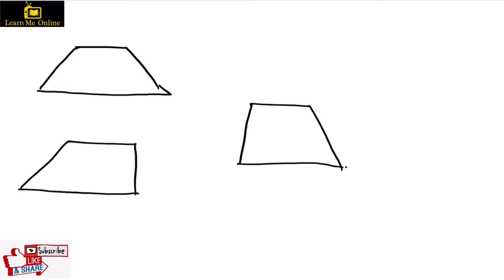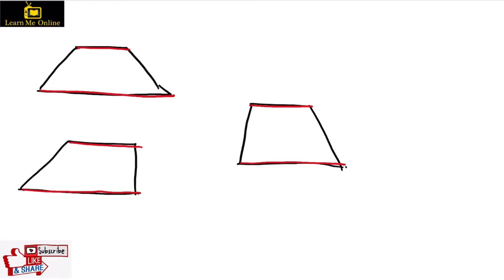Looking at all the three shapes, what do we see? That the two opposite sides are parallel. So this is parallel to this one. We see that this length is parallel to this one, and this length is parallel to this one. So what we know is that in any kind of trapezium shape, the two opposite lengths are parallel to each other.